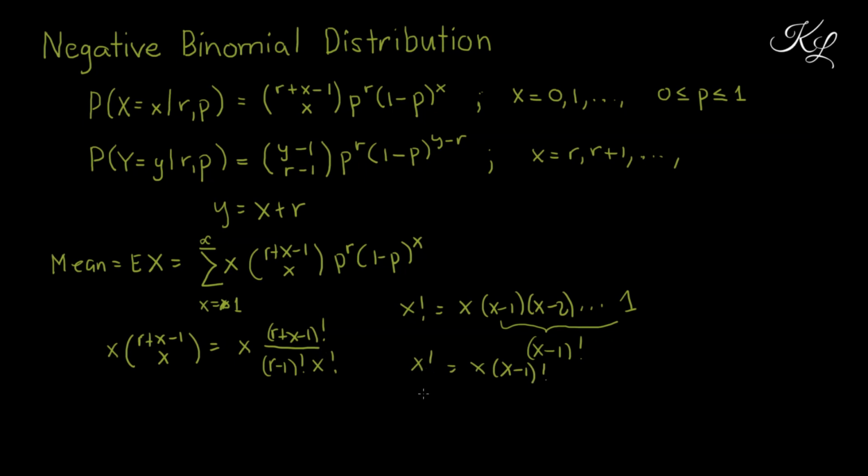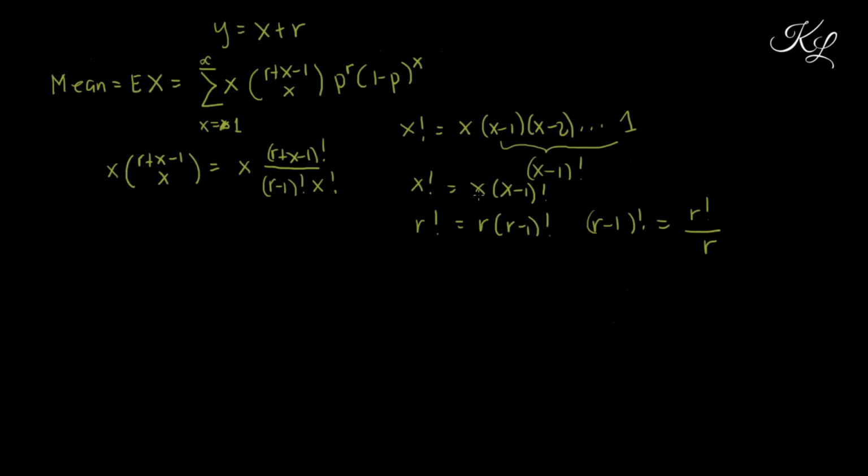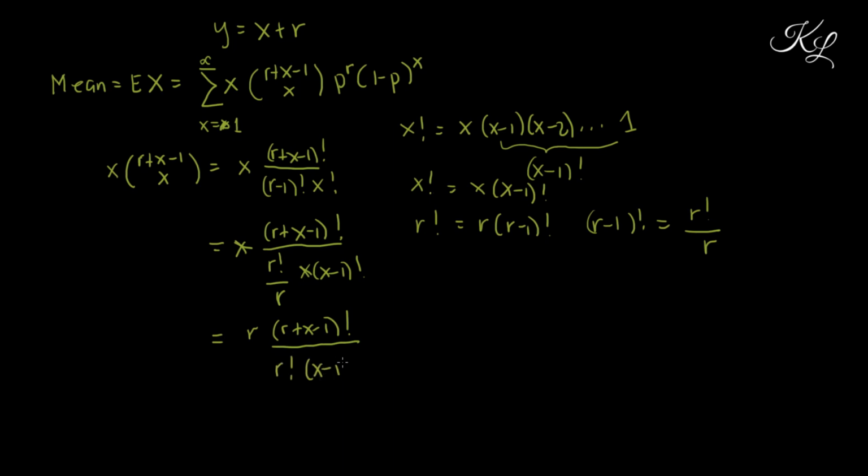Also, we'll use that for r. We will have r factorial is equal to r times r minus 1 factorial. R minus 1 factorial, therefore, is equal to r factorial over r. So we're going to substitute our results into this equation. We have x times r plus x minus 1 factorial over, for r minus 1 factorial, we will use r factorial over r. And for x factorial, we will use x times x minus 1 factorial. We can cancel out x because it is common to numerator and denominator. Then what we're left with is r times r plus x minus 1 factorial over r factorial, and x minus 1 factorial.